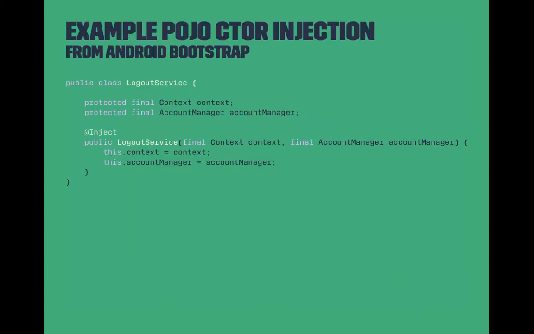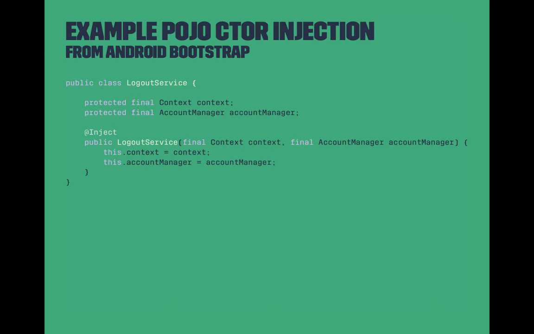For example, we say logoutService equals new LogoutService. If we don't provide the context and the account manager here, we can't create this service. So we know that to build a logout service, I need a context and I need an account manager in order for the logout service to do its job.